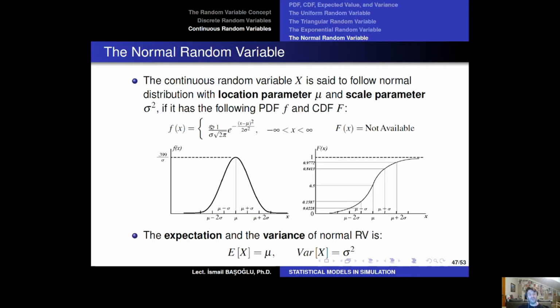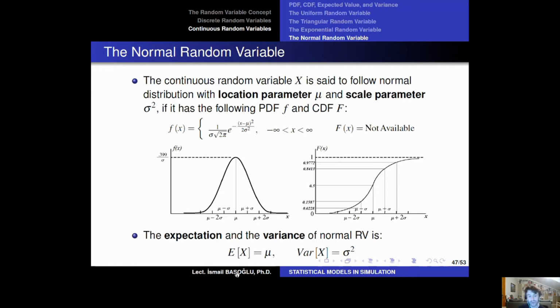And the PDF is defined as follows for all the real numbers. However, unfortunately, it is impossible to integrate this PDF from -infinity to a certain x value. Therefore, the CDF is not available. So if the CDF is not available, we are going to calculate this CDF numerically using numerical integration methods for certain values over a table, and when we intend to look for a certain probability, we are going to search for that probability from that table.